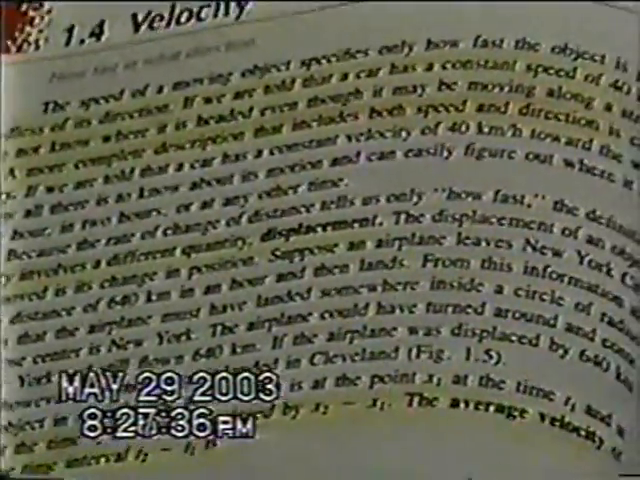Velocity is how fast something goes and in what direction it goes. Displacement is part of velocity, and that is the final distance minus the initial distance over the final time minus the initial time. And that is how you find average velocity.